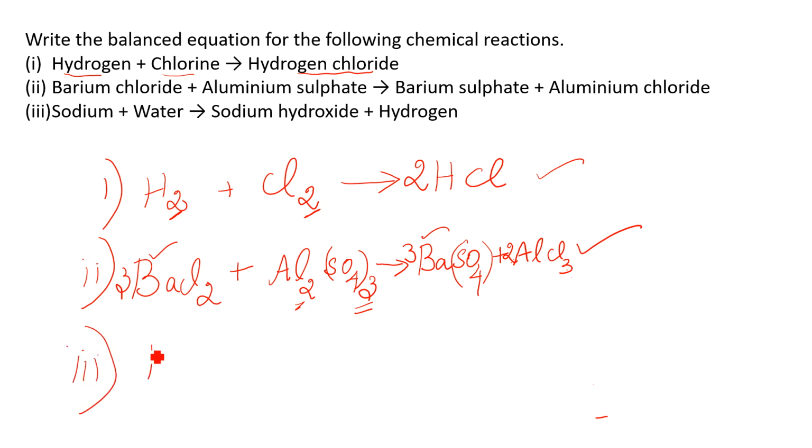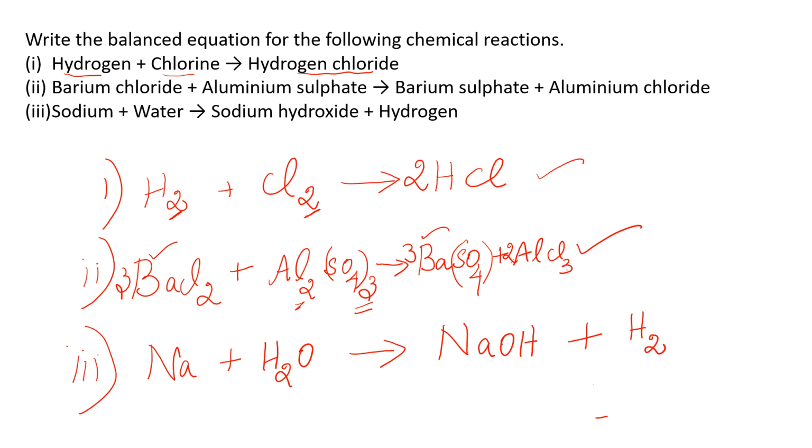Sodium plus water. Sodium is Na. Water is H2O. Sodium plus water gives sodium hydroxide, NaOH, plus hydrogen. Hydrogen is H2. Okay, now you have to balance. See, Na is balanced. But hydrogen, you have only 2 here, but we have 1 plus 2, 3. So we have to balance hydrogen.